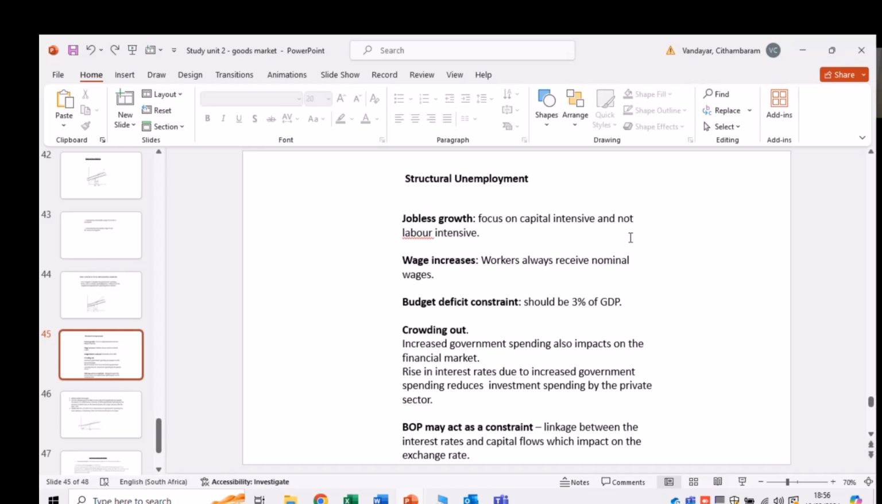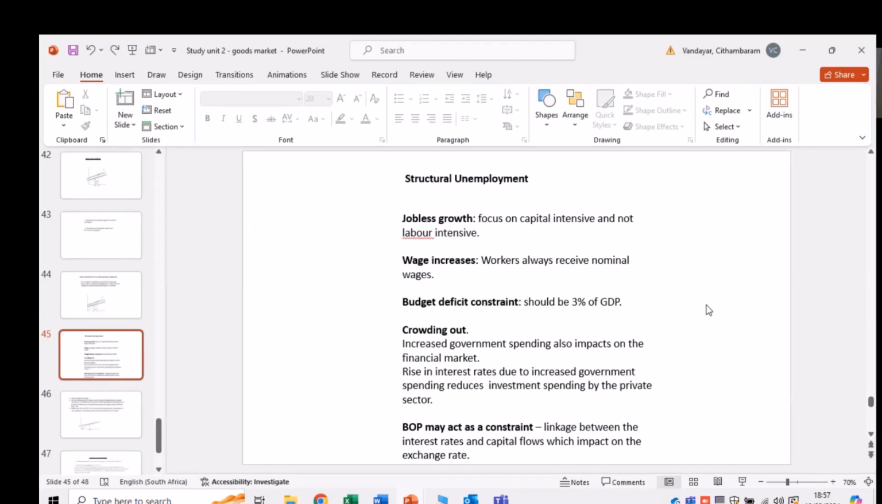And the BOP, your balance of payments, may act as a constraint. There is a linkage between the interest rates and capital flows, which also impacts on the exchange rate. When we get to an open economy, you will find that there are serious difficulties that we have to face. When we come to study unit 5 or 6, I think 4 or 5, we will open up the economy, and then we'll see the issues that we have to consider when we have an open economy.